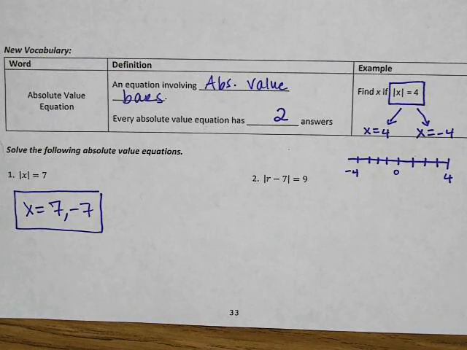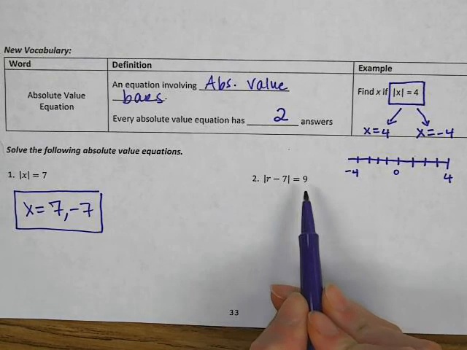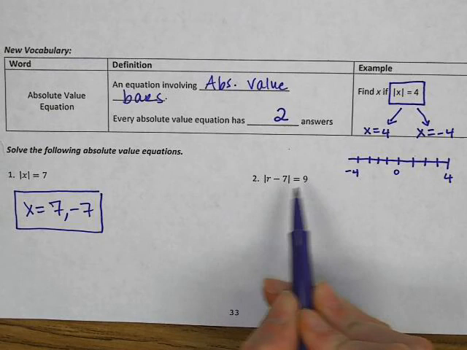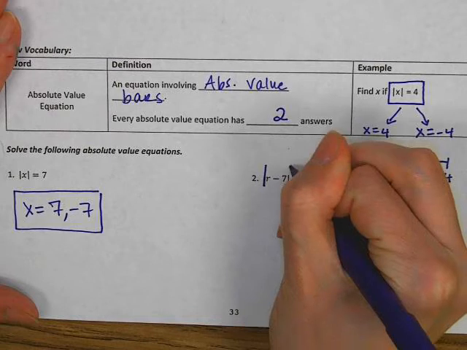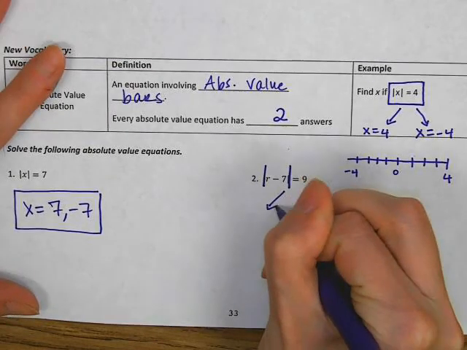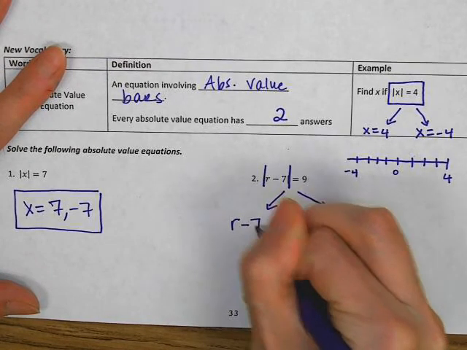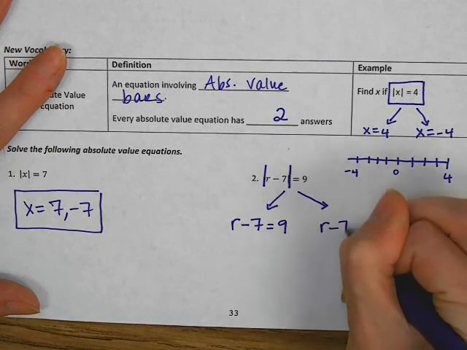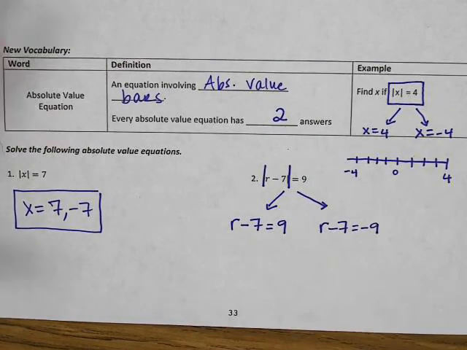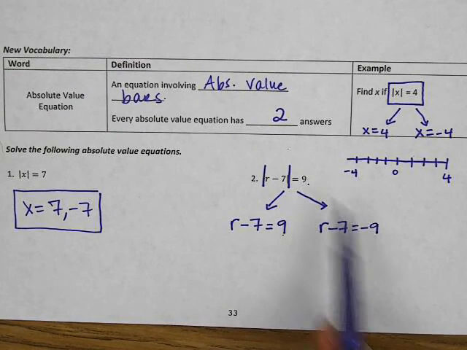Okay, now number 2 is a little different. This one's saying what 2 numbers are 9 units away from 7. So here's what we have to do for these. When you guys have a number inside the absolute value bars, you need to write 2 equations. The first one's going to be r minus 7 equals +9. And the next one's going to be r minus 7 equals -9. So that takes into account 9 units to the right and 9 units to the left.